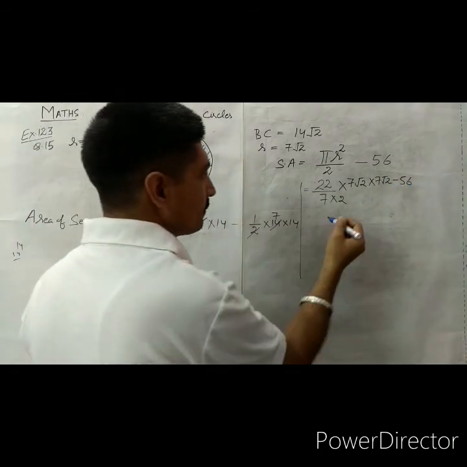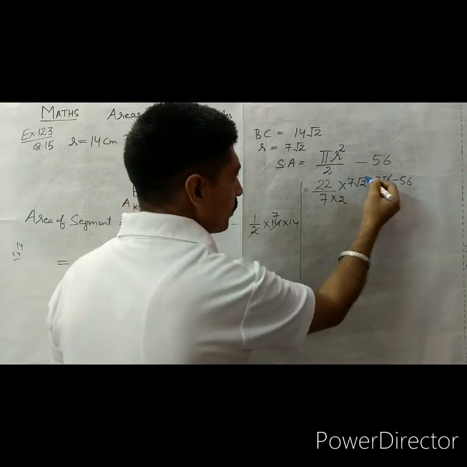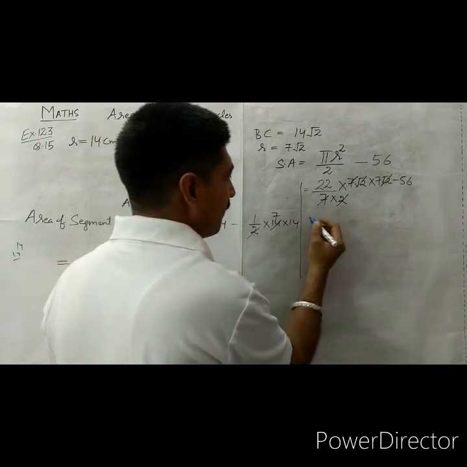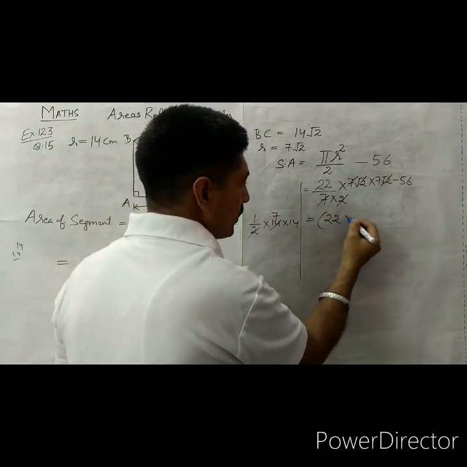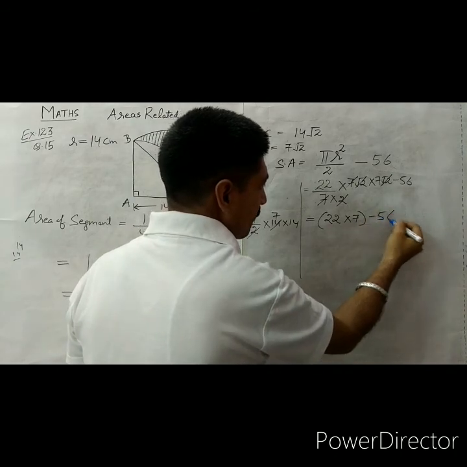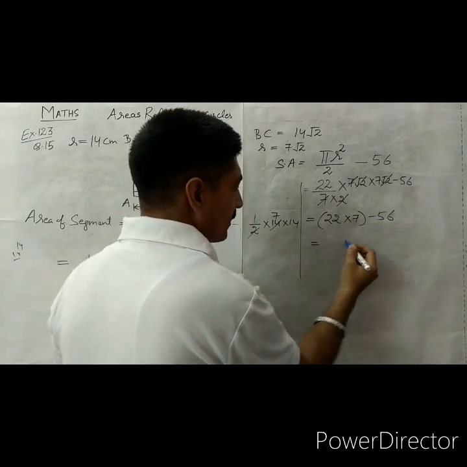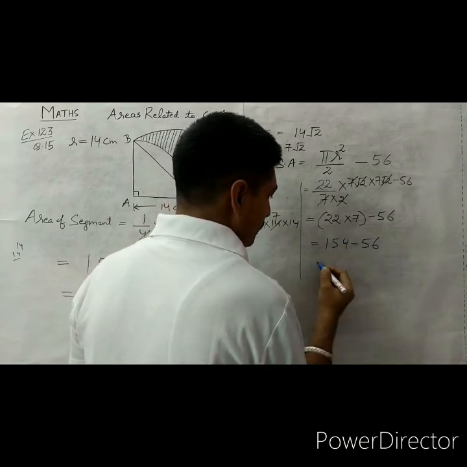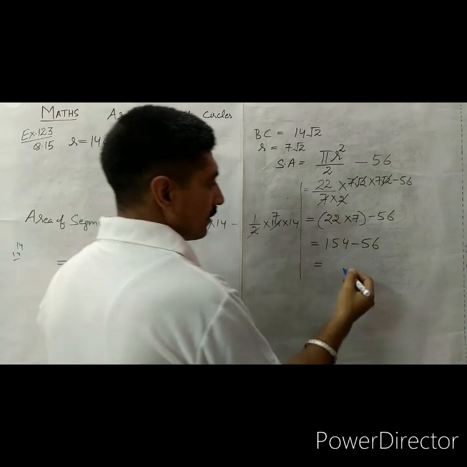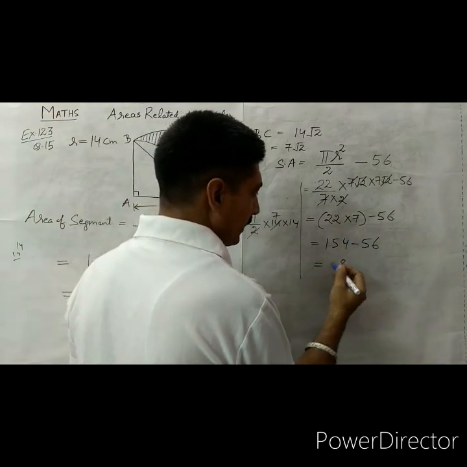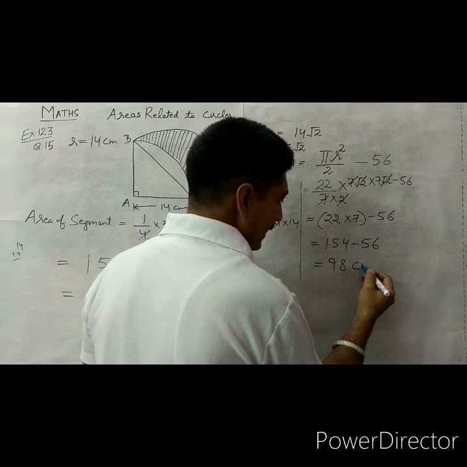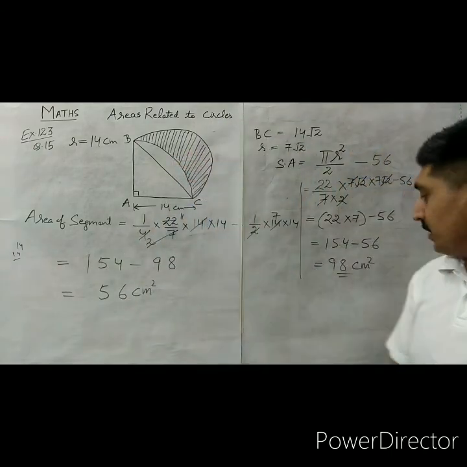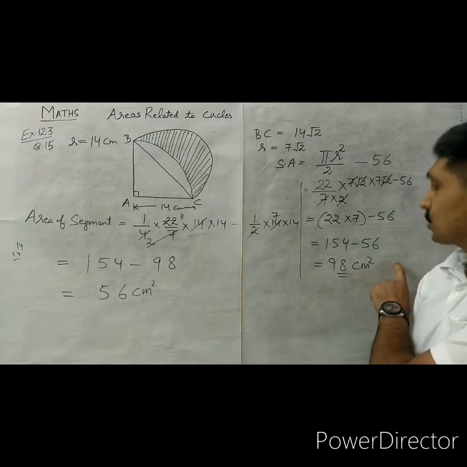So here the under root 2 gets cancelled with the 2 here, 1 7 with 1 7, and here we have 22 into 7 minus 56. So here it is 154 minus 56, which is further equal to 98 centimeter square. So the area of the shaded portion is 98 centimeter square.